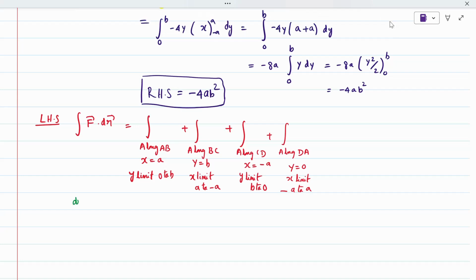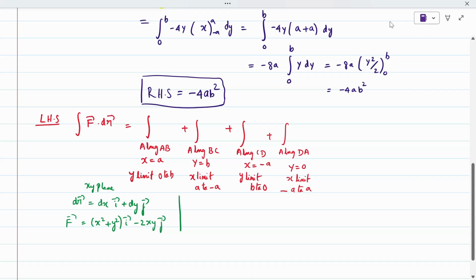If dr, everyone knows that dr is nothing but the xy plane only. So xy plane means only x and y, z we will not write. So dx into i vector plus dy into j vector. Already our f vector is given in the question, that you have to write: x squared plus y squared into i vector minus 2xy into j vector is the question given.